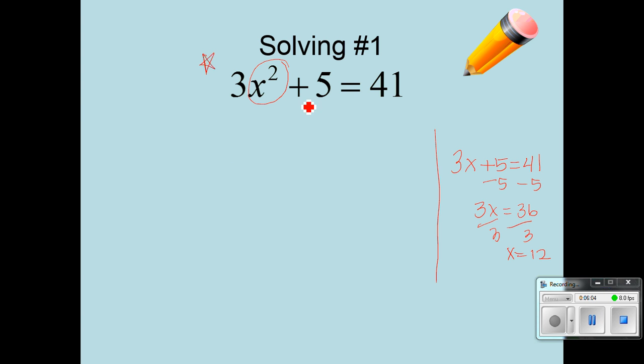So first thing I'm going to do is subtract 5, okay? That will give me 3x squared equals 36. Now I'm going to take 36 and divide it by 3, and I get x squared equals 12. Now this is where I can't end like I did over here with x equals 12. I've got to do the opposite of squaring, which is square root both sides. So I'm going to get x equals plus or minus the square root of 12.